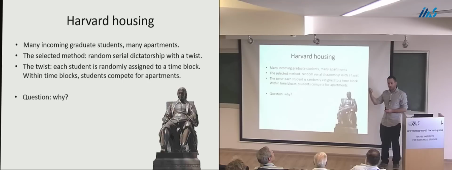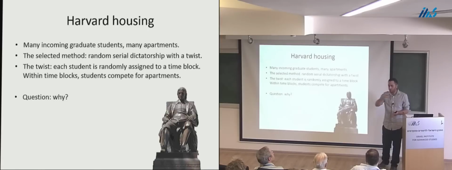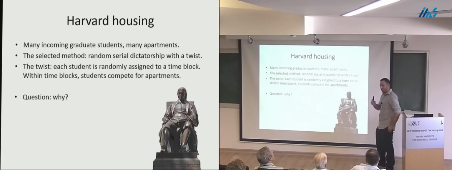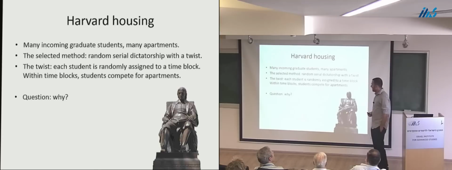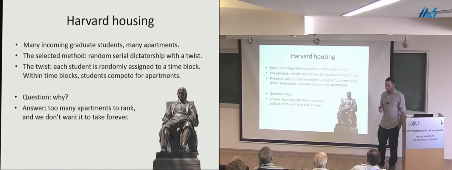The twist is that instead of, so it's kind of similar to what you suggested, instead of having a turn, and going into the system at the exact time where you need to go, you are assigned a time block, and within this time block you go into the system, and all people in the same time block compete for the apartments. It's first come, first served within the time block. So at 12:01 a.m. you have to be online and pick the apartment that you want. 12:02, the apartment is not there. You didn't press refresh on time, the apartment is not there. But it's still a bit better because you have an entire day to pick your apartment. Why do they do that? Again, there are too many apartments to rank, and we don't want it to take forever. Okay? So the same reason.